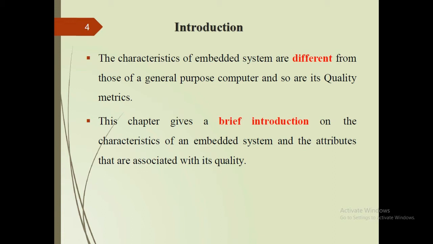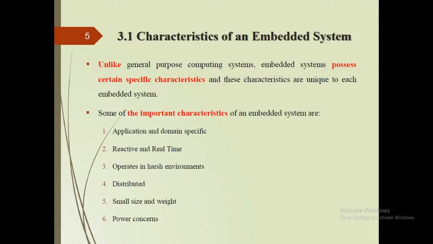This chapter gives you a brief introduction to the characteristics of an embedded system and the attributes associated with its quality. And the characteristics of embedded systems: unlike a general purpose computer system, an embedded system possesses certain specific characteristics. And these characteristics are unique to each embedded system. Some of the important characteristics of embedded systems are: application and domain specific, reactive and real time, operate in a harsh environment, distributed, small size and weight, and power concerns.